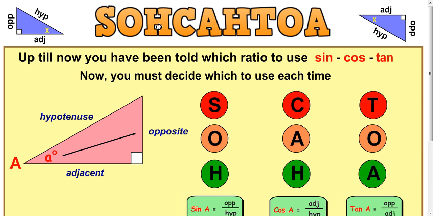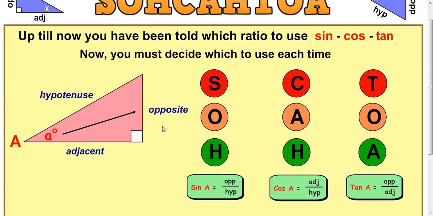In this lesson, we're going to look at how to calculate a side on a triangle where we don't know what ratio to use, whether to use sine, cos or tan. Up until these lessons you've been told which to use, but we have to decide now. So to do that we have to try to find some way to memorise the formulas.